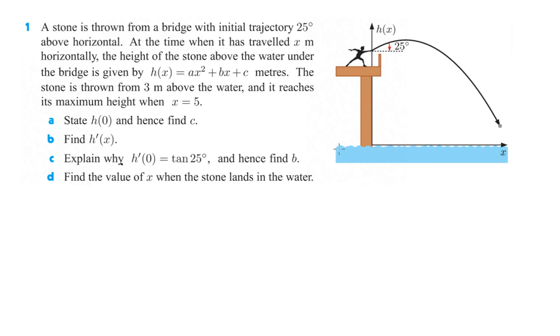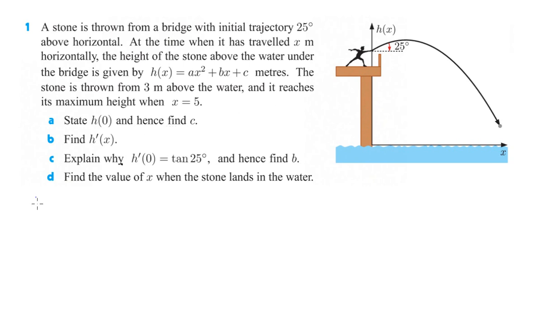I'm going to take you through some of the problems on the 12C assignment. First one we're going to take a look at here is number 1. A stone is thrown from a bridge with initial trajectory 25 degrees above horizontal. At the time when it has traveled x meters horizontally, the height of the stone above the water under the bridge is given by h of x equals ax squared plus bx plus c meters. The stone is thrown from 3 meters above the water. So we know that this is 3 meters right here. And it reaches its max height when x equals 5. State h(0) and hence find c.